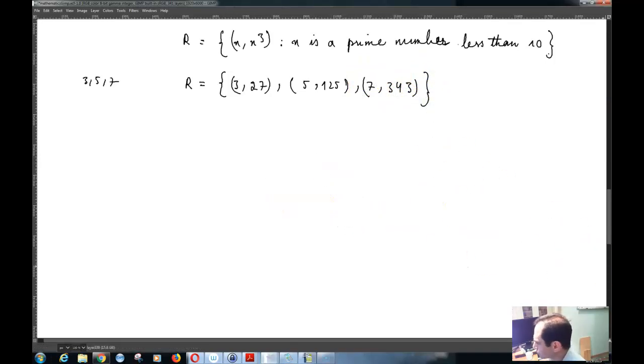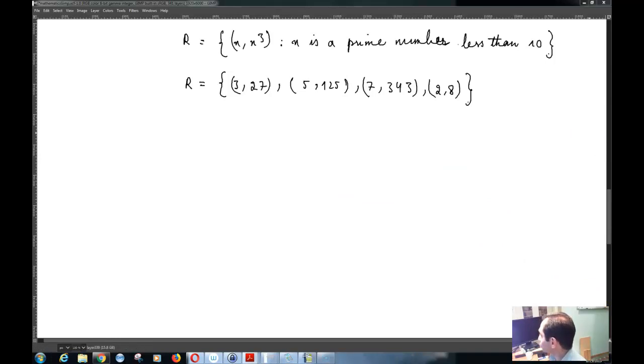So then your R in roster form would be, for example, this set over here. Number 7 is... 2 is also a prime number, I'm sorry. 2 is also a prime number. 2, 3, 5, 7. So you can write this as 2, 8 as well. 2 cubed is equal to 8. So that's basically, for example, the answer there.